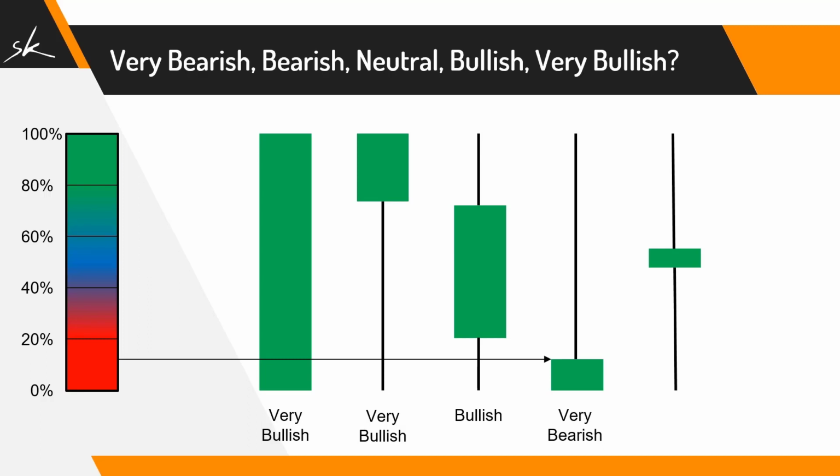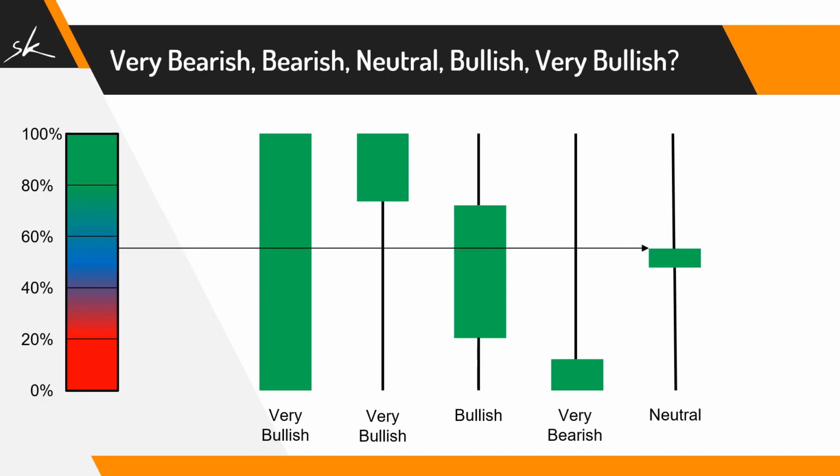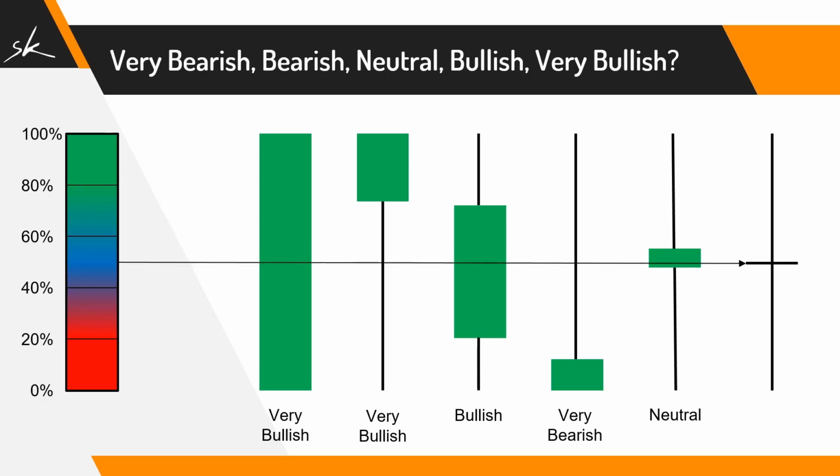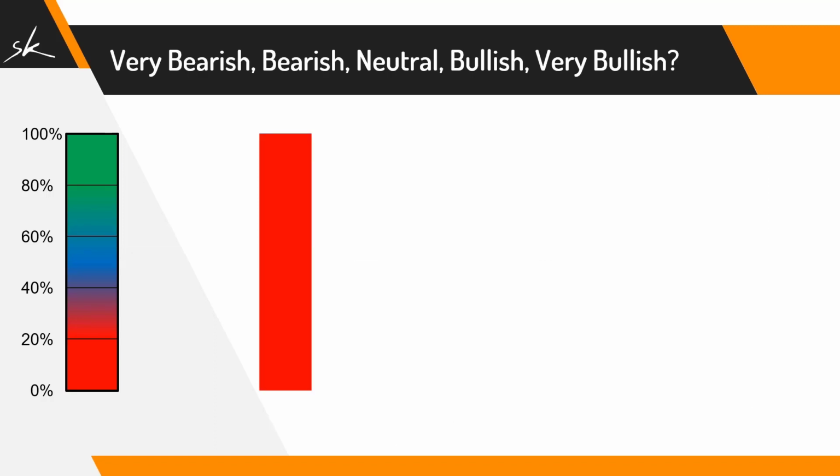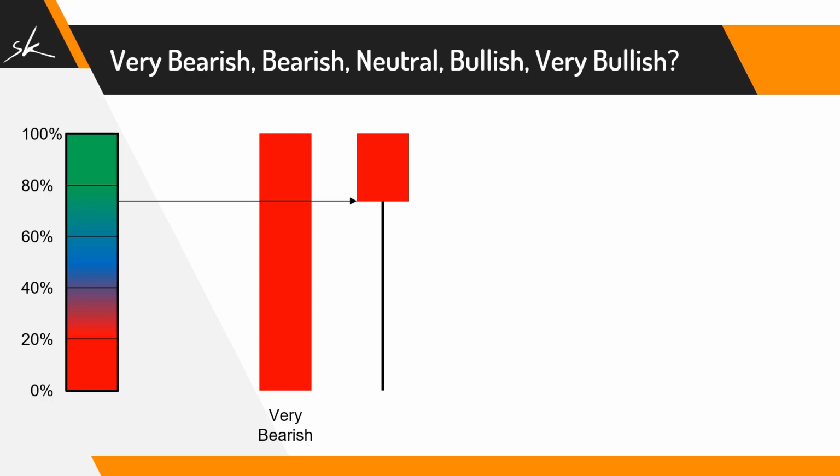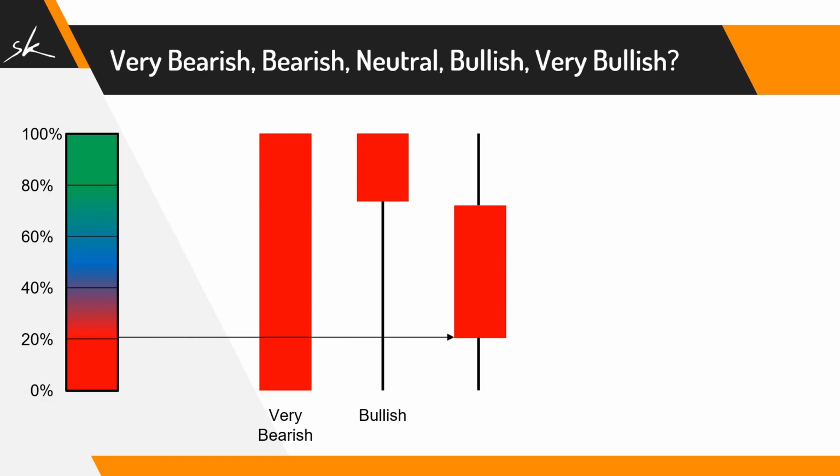Next candle, the closing price is in 40 to 60% range, therefore it's a neutral candle. Next candle, the closing price is in 40 to 60% range, therefore it's a neutral candle. Next candle, the closing price is in 0 to 20% range, therefore it's a very bearish candle. Next candle, the closing price is in 60 to 80% range, therefore it's a bullish candle. Next candle, the closing price is in 20 to 40% range, therefore it's a bearish candle.